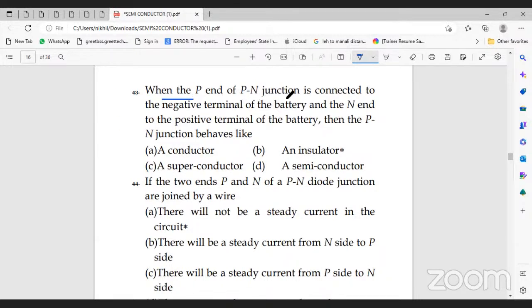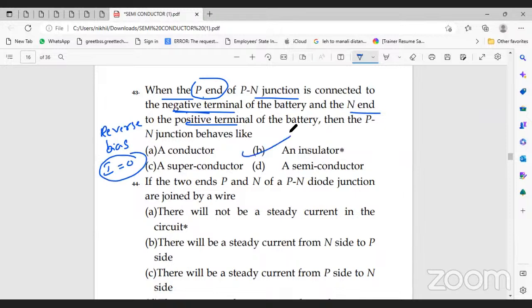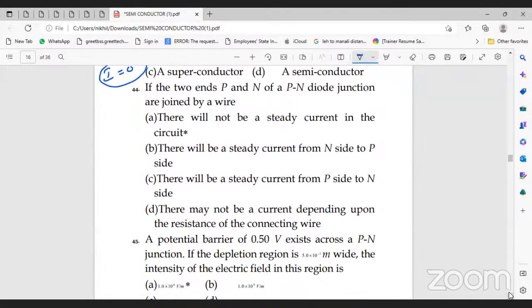When the P end of the PN junction is connected to the negative terminal and the N end is connected to the positive terminal, that is, P is connected to the negative terminal, it is in reverse bias. You know that in the case of reverse bias, the current will be 0. Therefore, definitely it will act like an insulator.